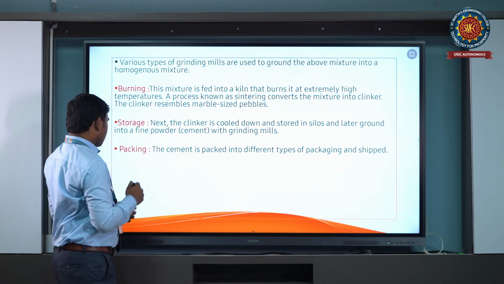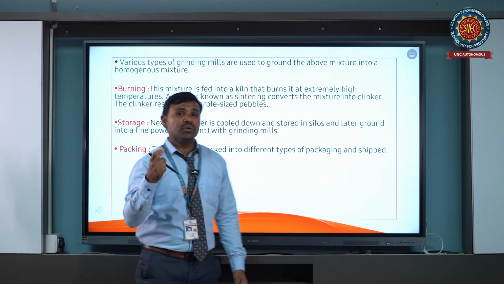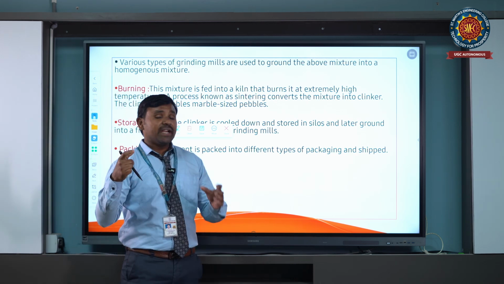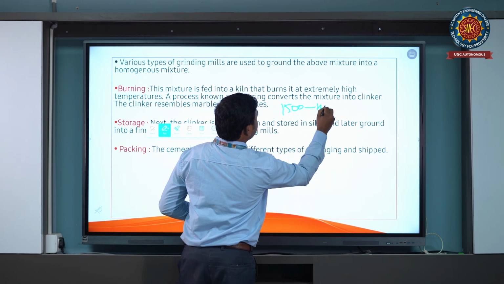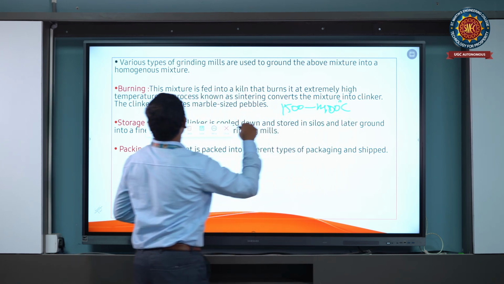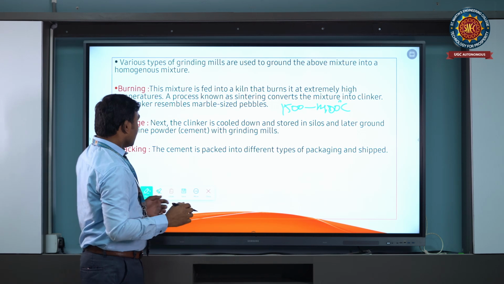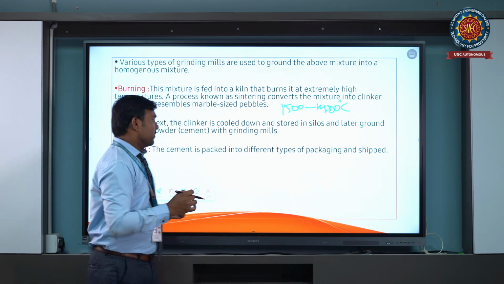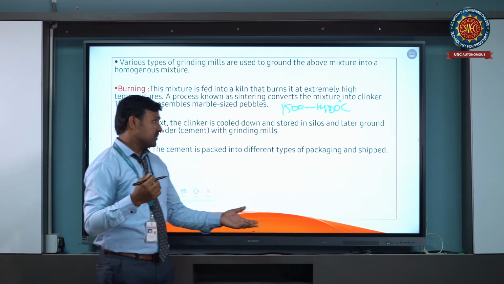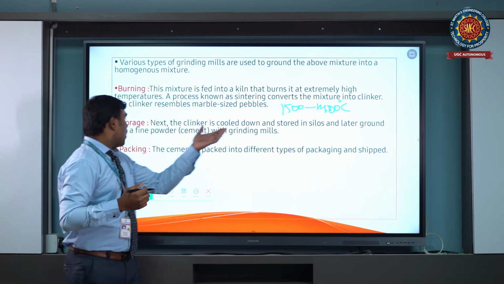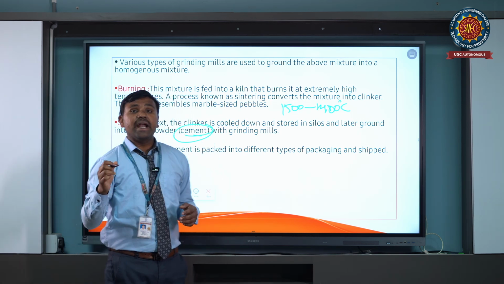Next part is burning. In burning, this mixture is fed into the kiln that burns it at extremely high temperature, which is 1400 to 1500 degrees. Next, it forms pebble-sized clinker, which is transferred to storage. The clinker is cooled down after burning, and later ground to a fine powder in grinding mills, which gives us the cement.